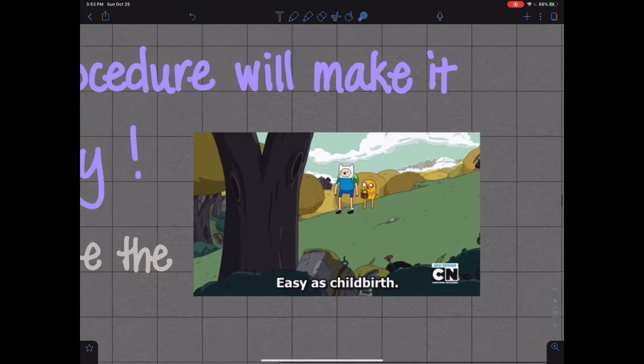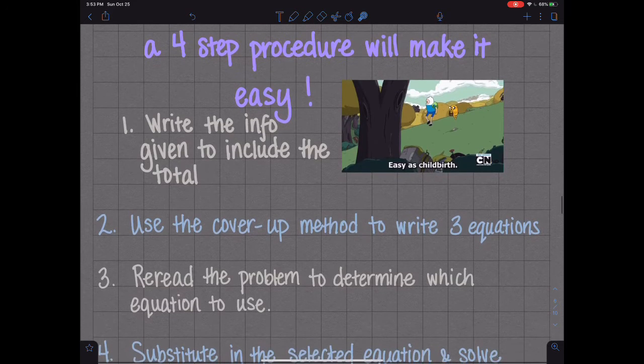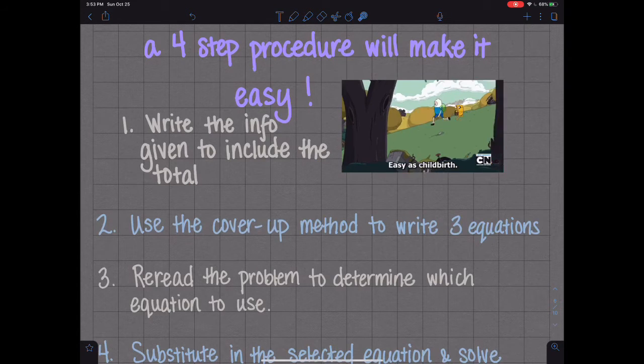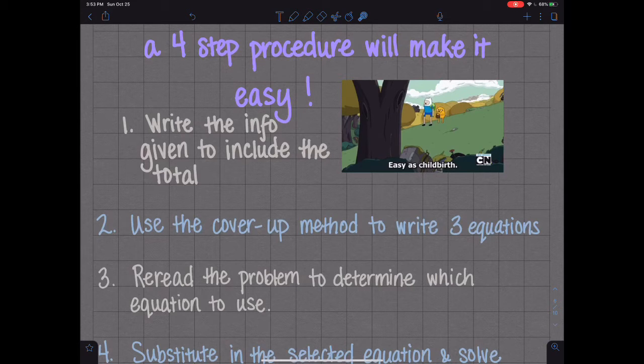Okay, so here we go. Step number 1 is you write the information given to include the total. And don't worry if this doesn't make sense at first, because we're going to go through it in examples and then it'll make more sense.